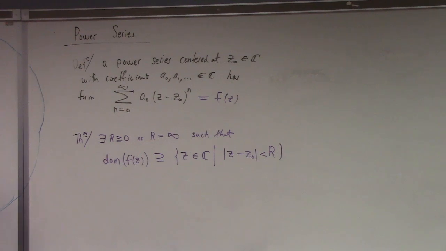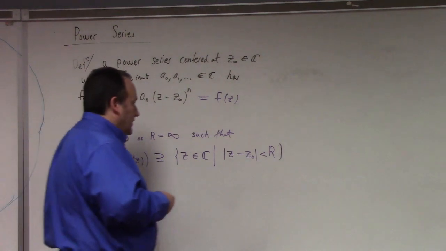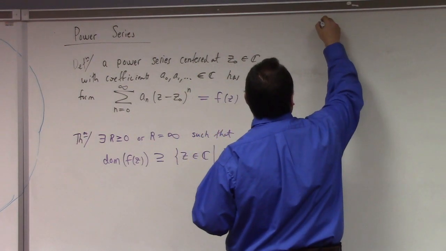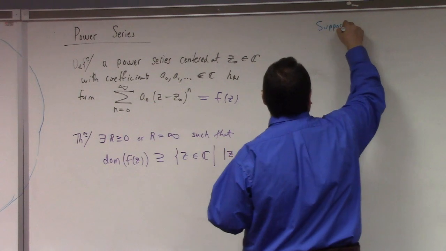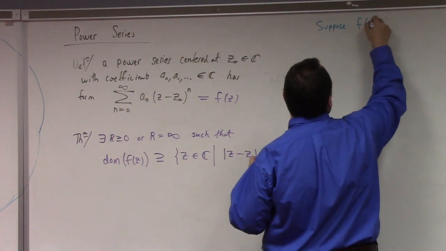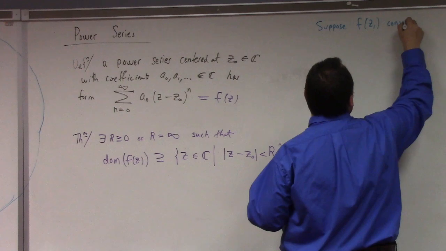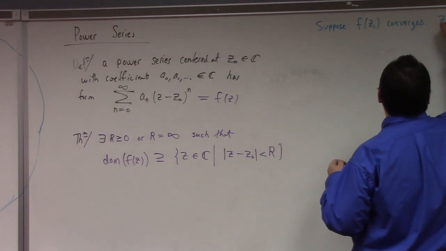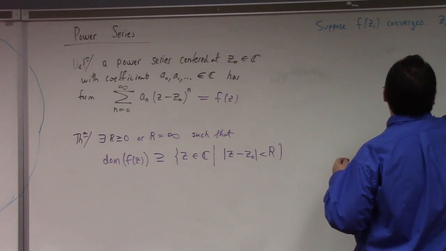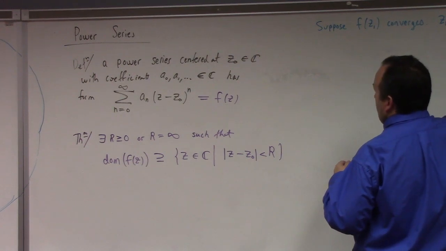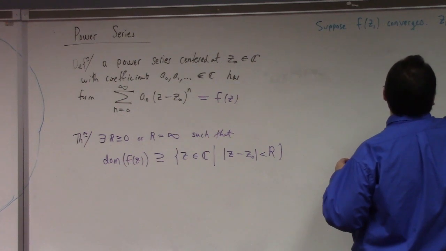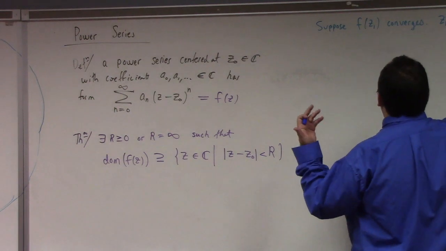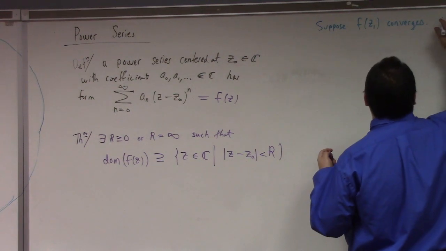Here, what I need to do is I need to study f of z. So let's suppose that f of z1 converges. In other words, z1 is an element of the disk. Well, let me just say, f of z converges.